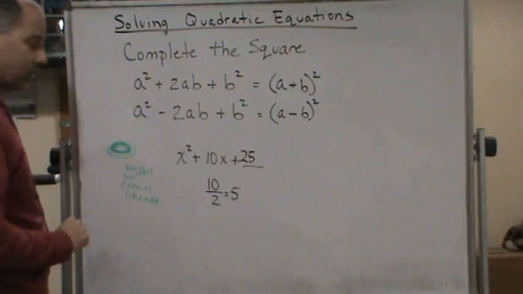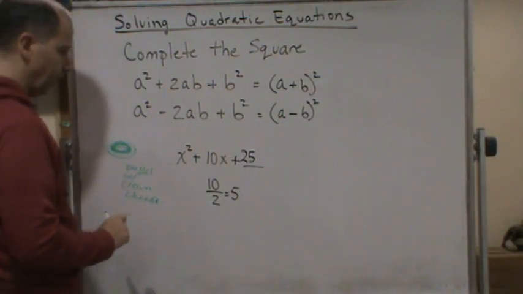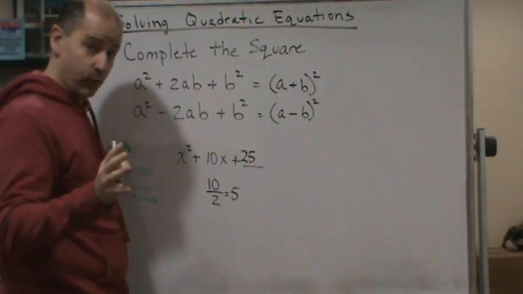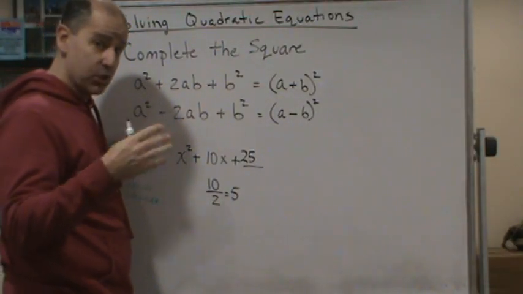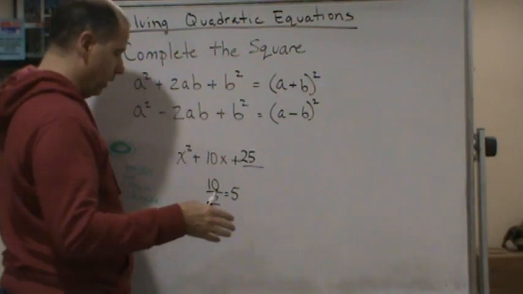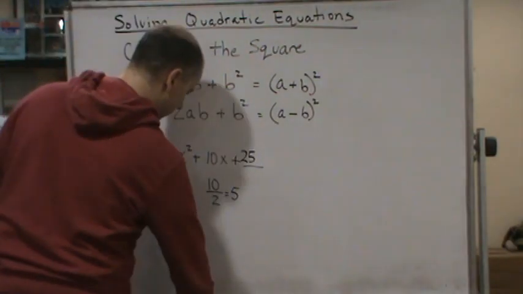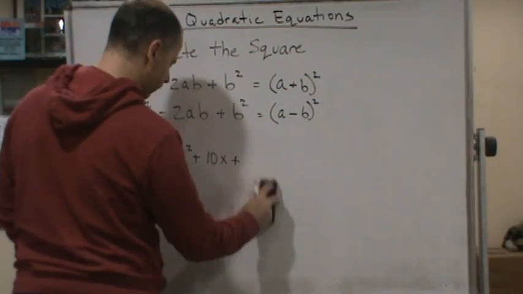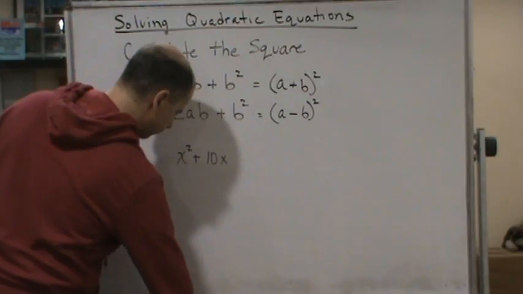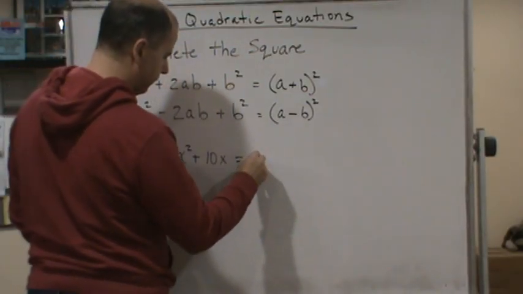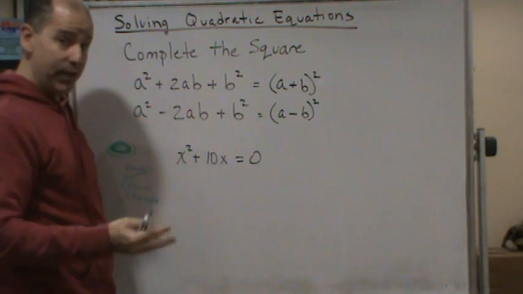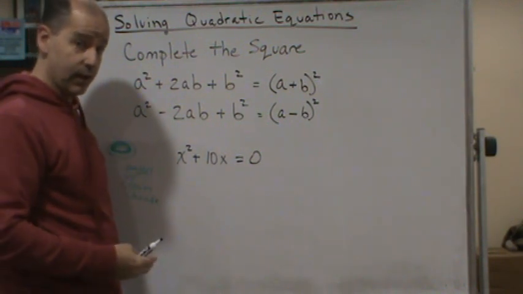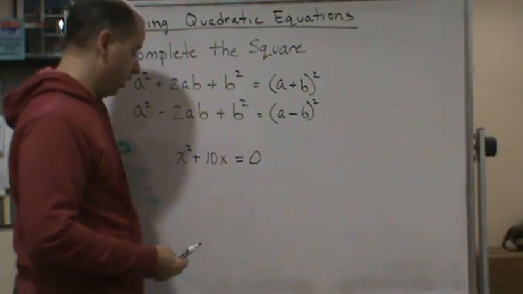Now here's the thing. When we complete the square, especially in an equation situation, we can't just add numbers willy-nilly. So in an equation situation, let's say we have this. And in an equation, whatever you do to one side of the equation, you have to do to the other side of the equation.